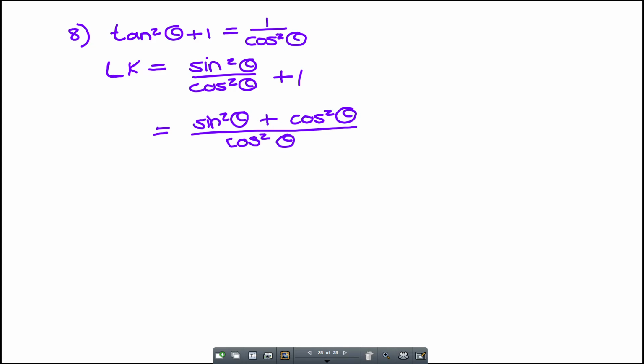Okay, now if you only look at the top part of the fraction, sin squared theta plus cos squared theta is actually an identity. En dit geef my 1. Okay, so dit is dan nou 1 op cos kwadraat theta. And that's the same as the right-hand side. Okay, kon julle hierdie kry? Who got that one? Okay, daar is soms 'n paar hande.